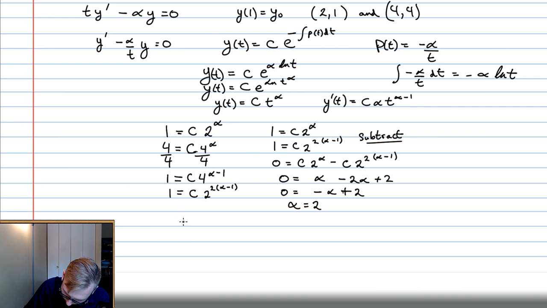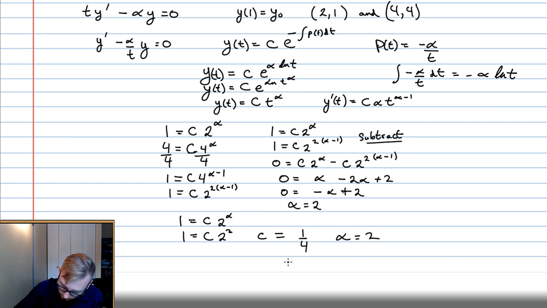Let's go back up here. 1 equals C times 2 to the alpha. So then that still shows on screen. Good, good, good. We've got alpha is 2. We've got 1 equals C times 2 squared. So C equals, well, 2 squared is 4. We just divide by 4. We get 1 over 4. Alpha equals 2 and C equals 1/4.